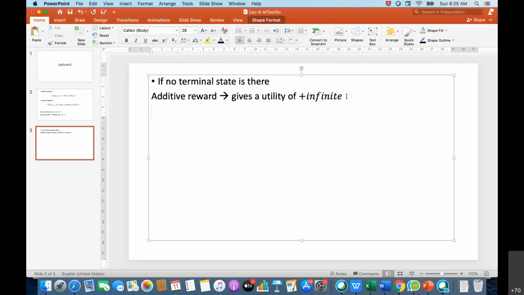And therefore, what could be the solution against it? The first solution, as we have discussed, is adding a discount factor. So with the discount factor, how are we going to handle it? Let's see.